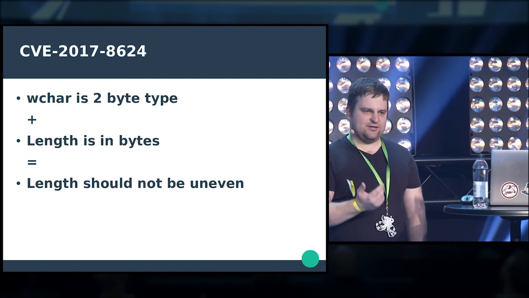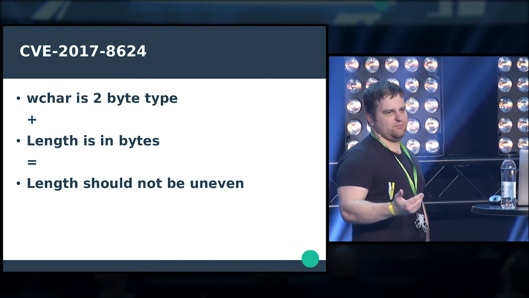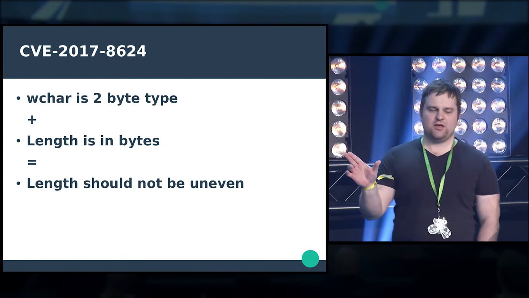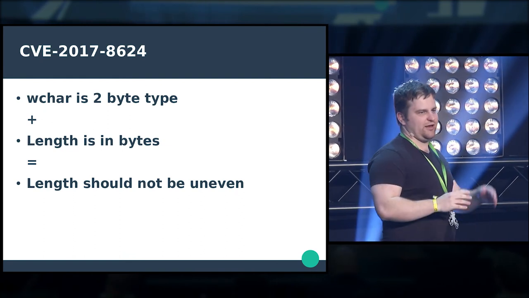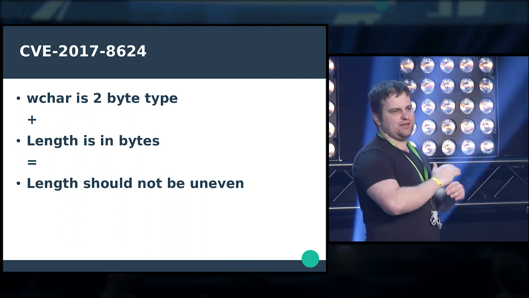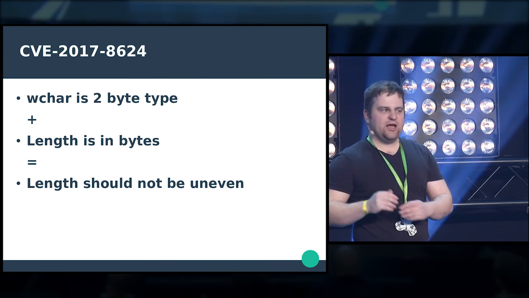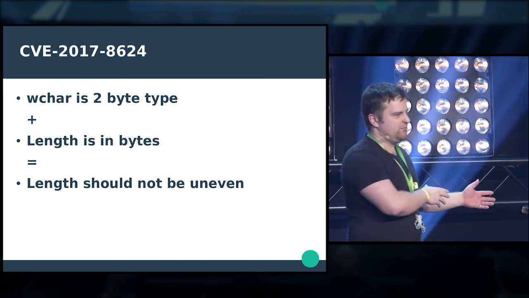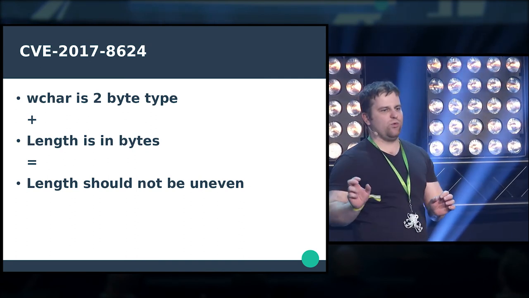Now, length is measured in bytes. So length has to say how long the buffer is where the string is. Now, based on this logic that the element of the buffer has to be 2 bytes, and length is measured in total bytes, it means that length should always be an even number. It can't be uneven because its sub-elements are always 2 bytes.